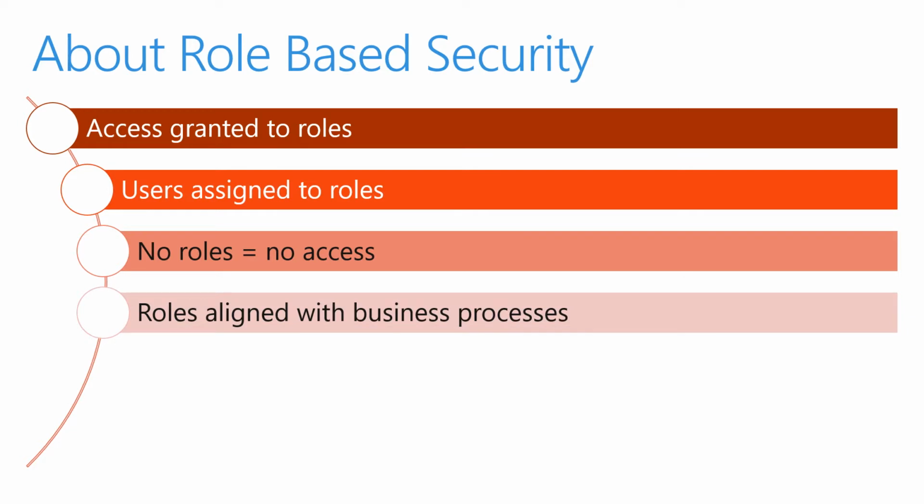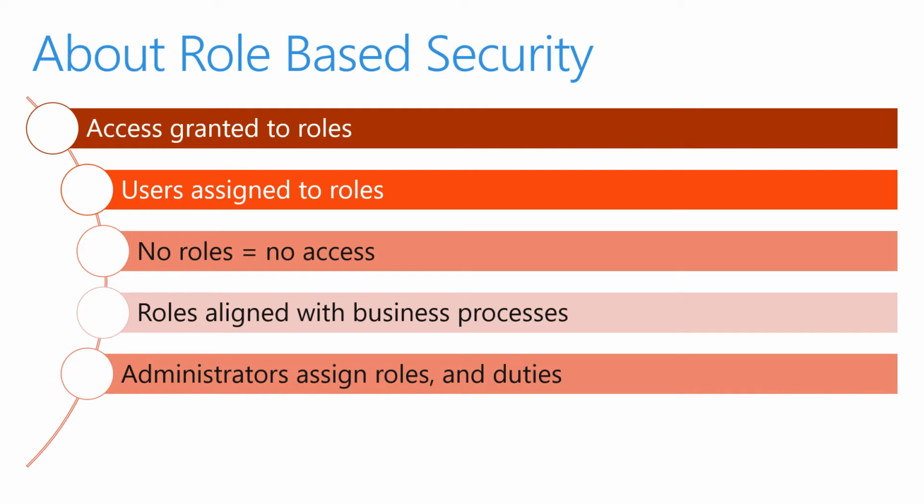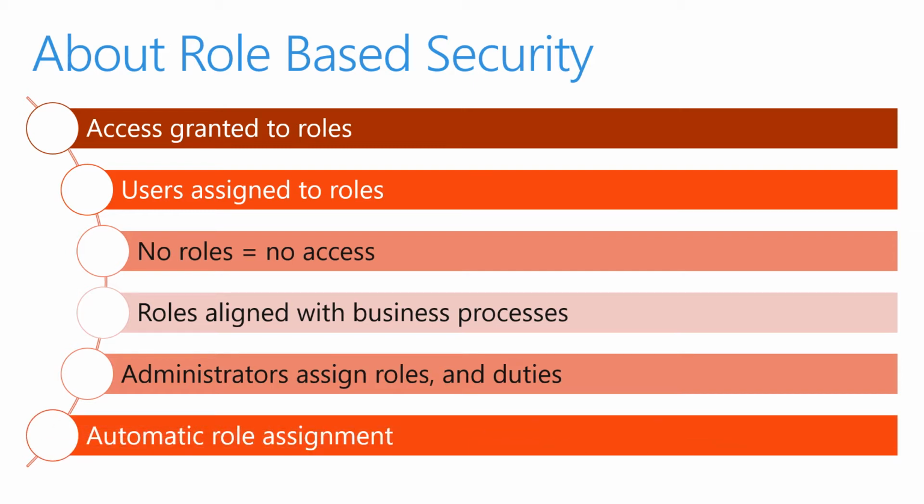In Dynamics 365 for Talent, the role-based security is aligned with the structure of your business. Users are assigned to security roles based on their responsibilities in the organization and their participation in specific business processes. The administrator grants access to the duties that users in a role will perform, not to the actual program elements that users need access to. Because roles can be set up for automatic role assignment, the administrator does not have to be involved every single time that a user's responsibilities change.